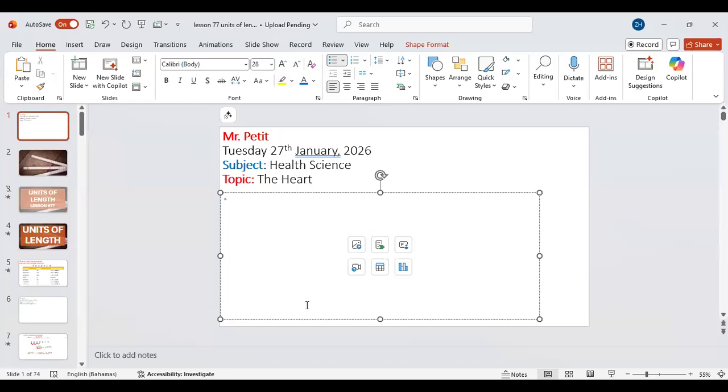So first of all, let me show you all a diagram of the heart. Now, the heart has 4 chambers. What are the names of the 4 chambers of the heart? The right and left ventricle and the right and left atrium. Very good.